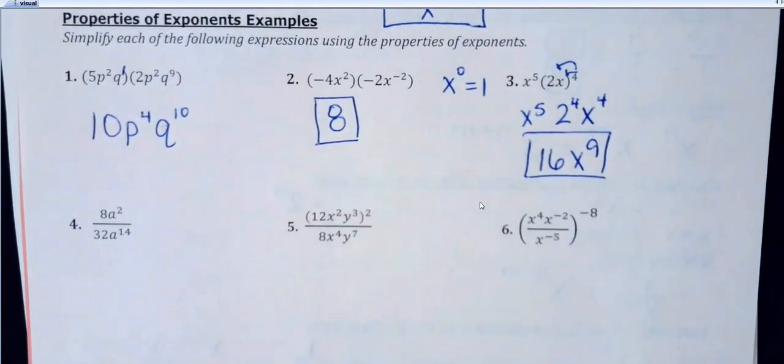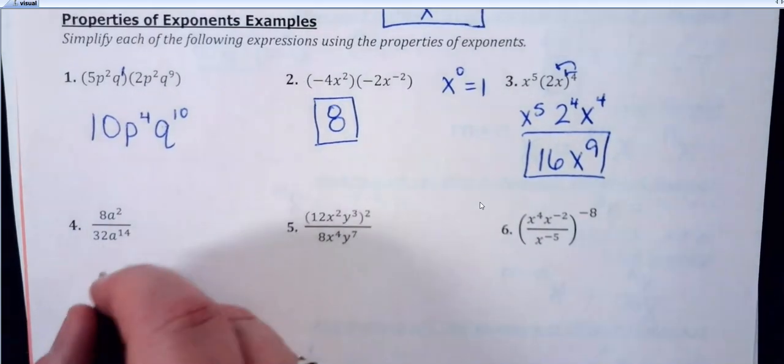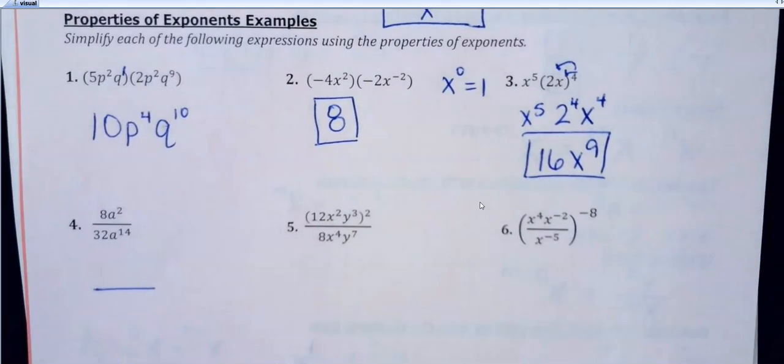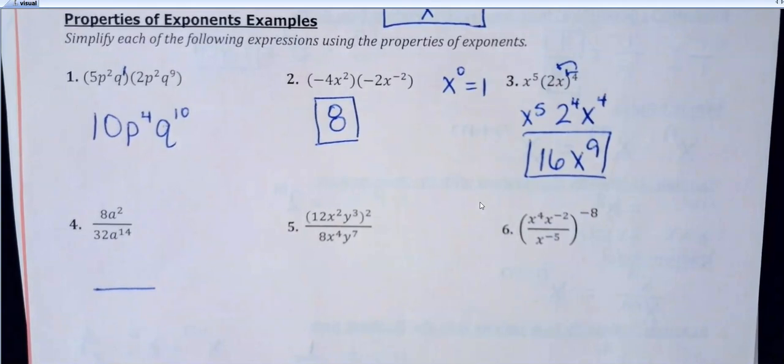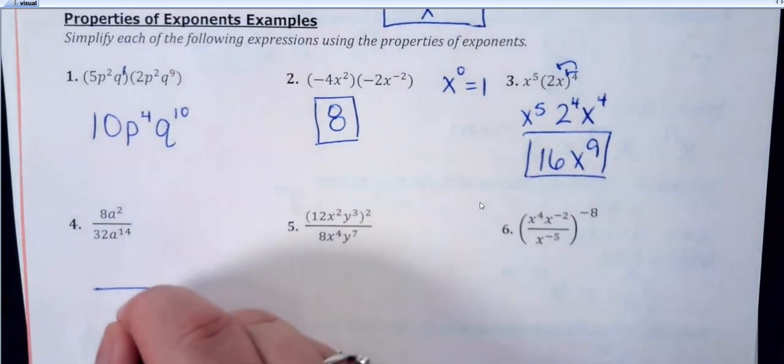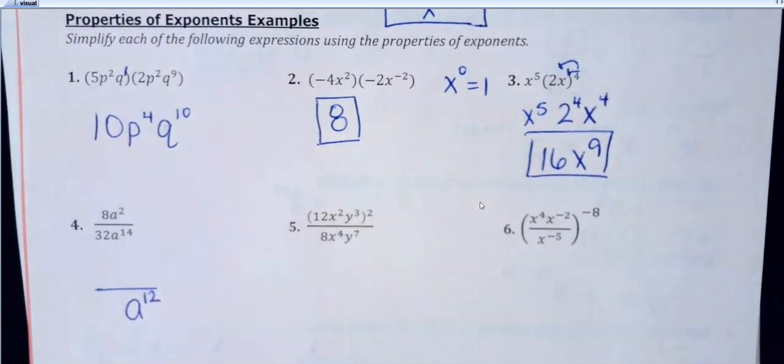All right. For number 4, I'm just going to ask you, where do you have more A's, the top or the bottom? How many more? 12 more, right, there's 2 on the top, 14 on the bottom, so there's 12 more on the bottom. So A to the 12th, I'll get rid of the A's.